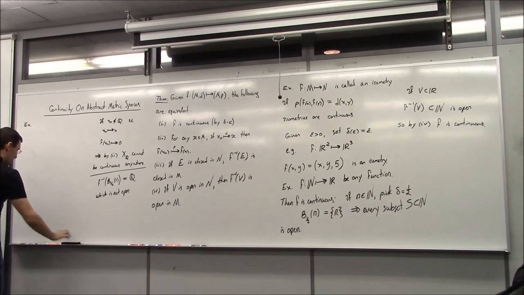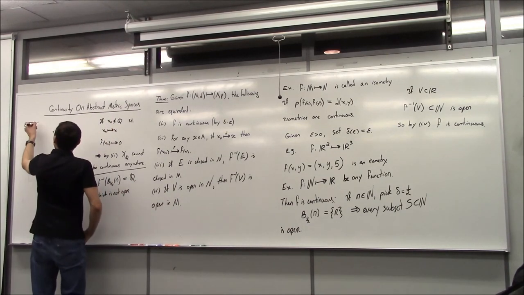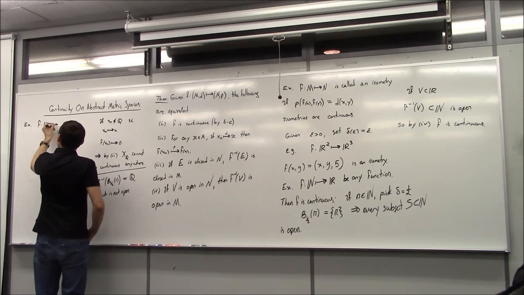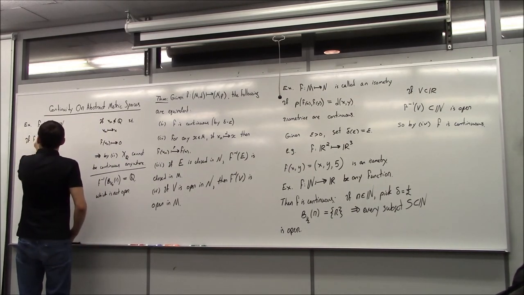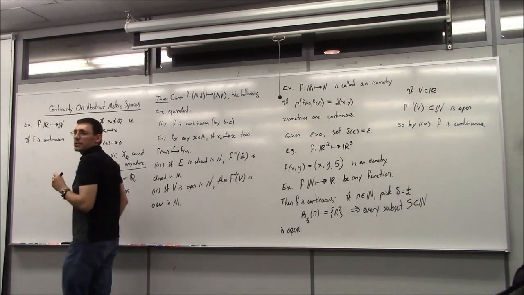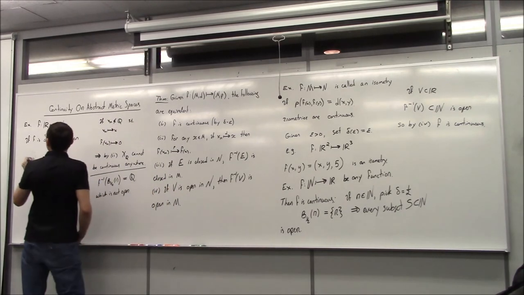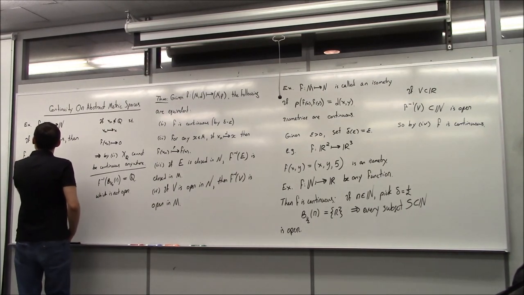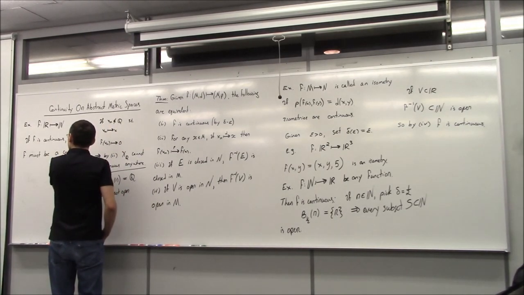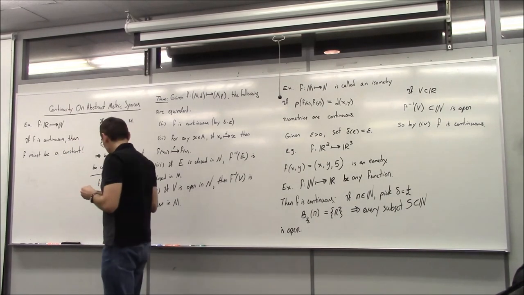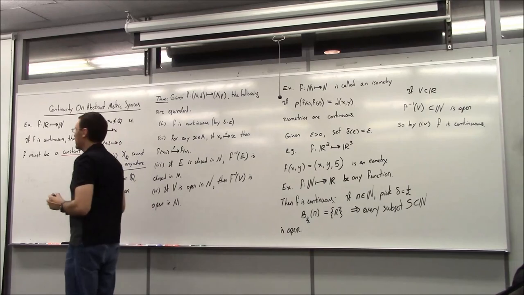One more example. So now let's reverse the role. Let's say that we take a function from R to the natural numbers. If the function F is continuous, then F must be a constant. It cannot be anything else but a constant. I'll leave it for you to verify. We'll talk about it next class. So the question that I leave with, why?